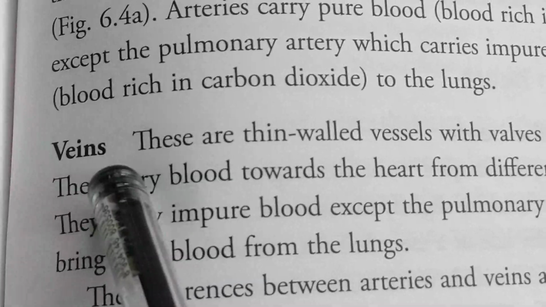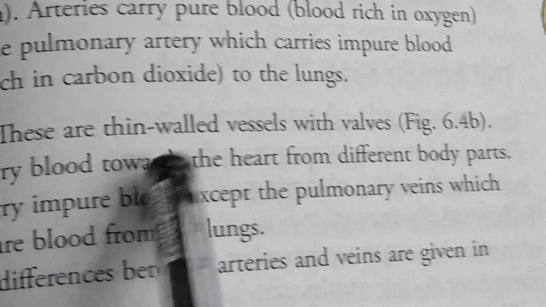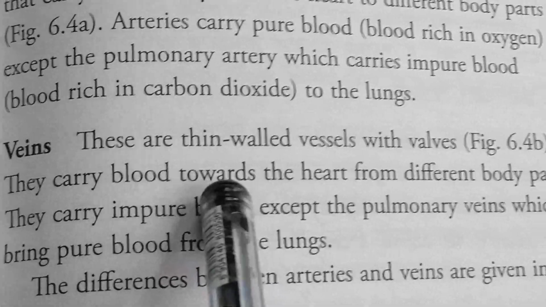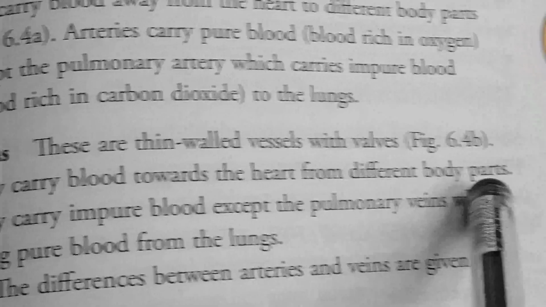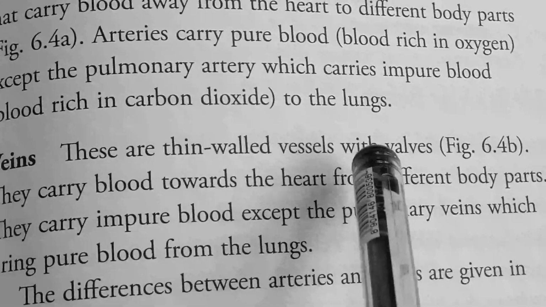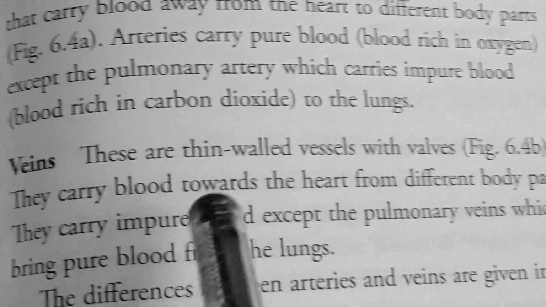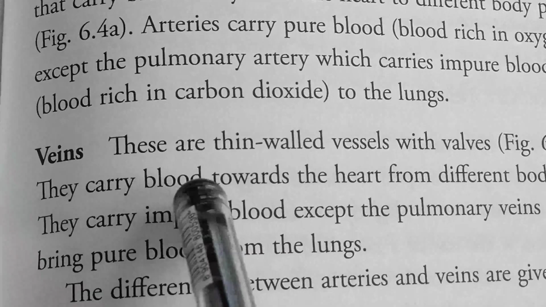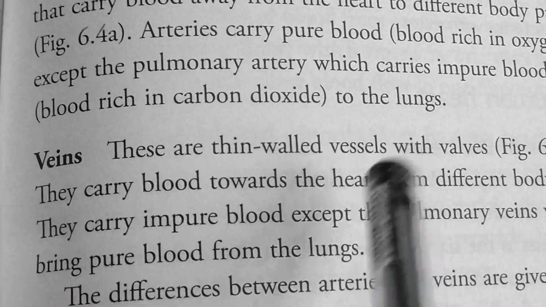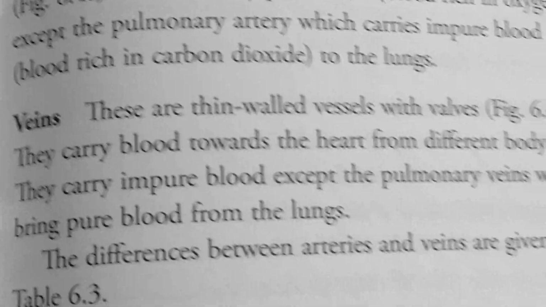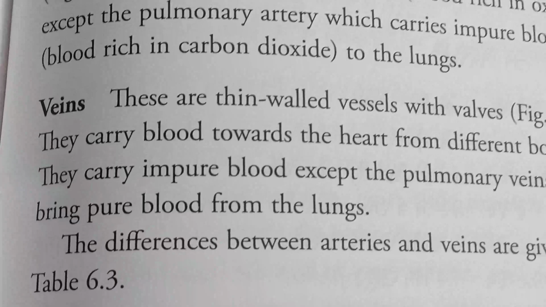Next, vein. These are thin-walled vessels with valves. They carry blood towards the heart from different body parts. So normally, हार्ट से लेकर ब्लड पूरा बॉडी तक फैलता है कौन? आर्टरी. सेम वे पूरा बॉडी से कलेक्ट करके हार्ट को वापस देता है कौन? वेन. So what is the function of vein? Veins actually collect the impure blood from the different body parts and bring it back to the heart once again. They carry impure blood except the pulmonary veins, which bring pure blood from the lungs.